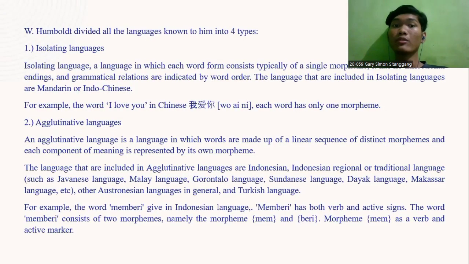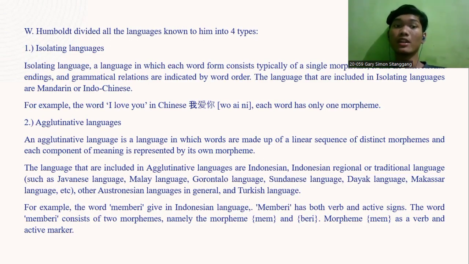Humboldt divided all the languages known to him into four types. The first one is isolating languages. Isolating languages are languages in which each word form consists typically of a single morpheme. They have no inflectional endings and grammatical relations are indicated by word order. The languages that are included in isolating languages are, for example, Mandarin or Indo-Chinese. An example is the phrase I love you in Chinese, 我爱你. Each word has only one morpheme.